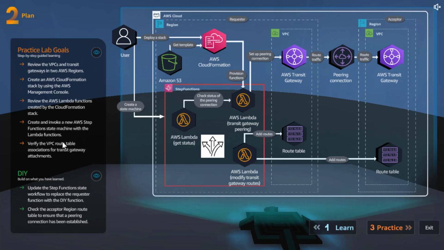Then we will create and invoke a new AWS Step Functions state machine with the Lambda functions. I am assuming they also provided the script for that. Then we will verify the VPC route table associations for transit gateway after running this, whether it created it successfully or not. And the DIY, we are going to update the state machine workflow to replace the requester function with the DIY function, and check the acceptor region route table to ensure that a peering connection has been established.